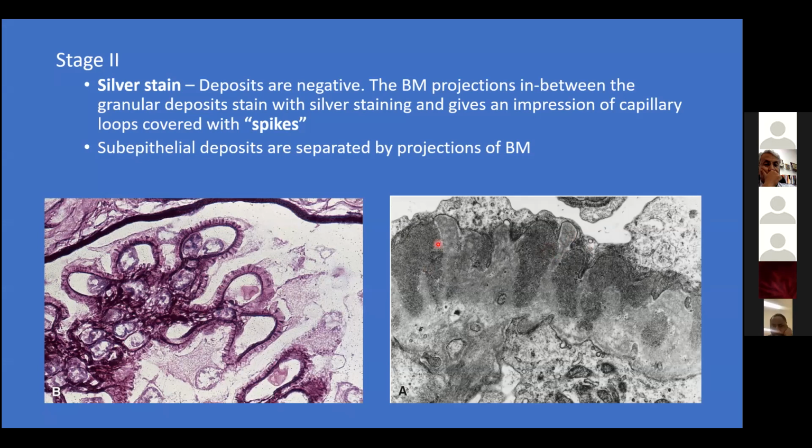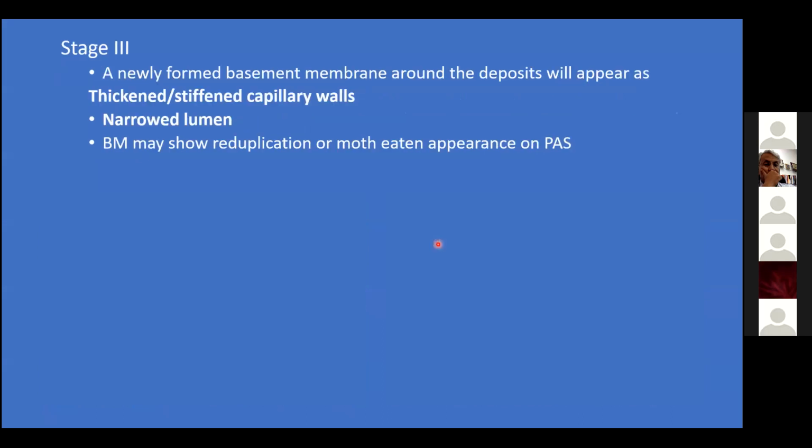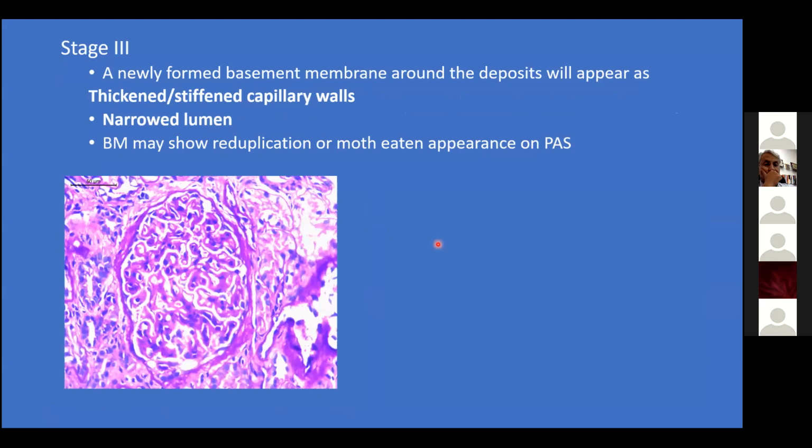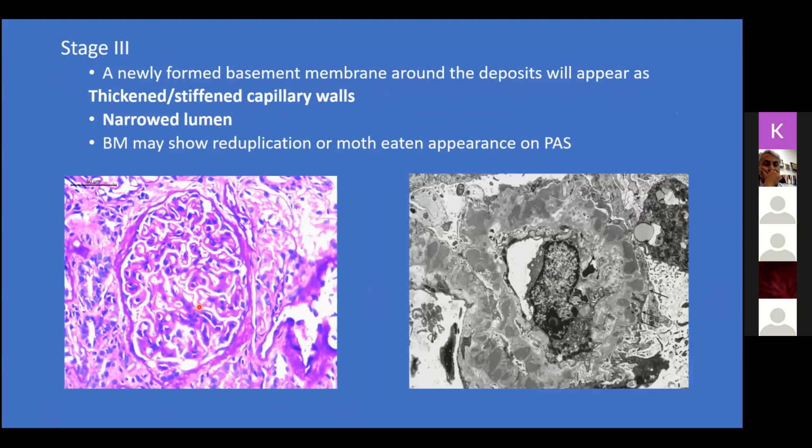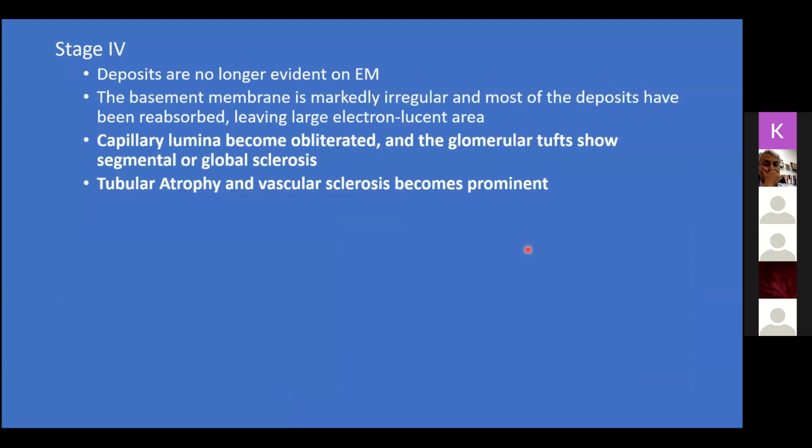So this is stage 2, and now stage 3. The basement membrane shows reduplication and a moth-eaten appearance on PAS. This corresponds to the ultrastructural feature. Here we can see the deposits are intramembranous. It's not subepithelial, it became intramembranous. So we can see the basement membrane on either side of the immune complex, giving the double-contoured or reduplicated appearance of the basement membrane. So this is stage 3.